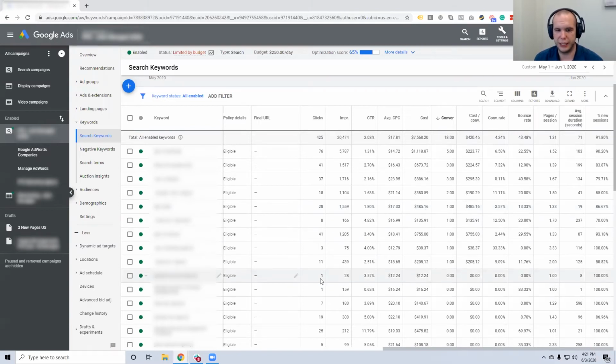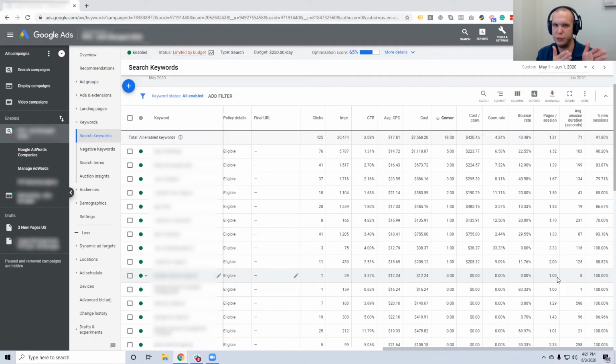A couple things you want to think about though is make sure that you have enough data. We have one click on this one here, and we don't have any conversions. We have 1 page per session and an 8-second session duration. Well, that's just one data point. That's not enough to say, oh, this is terrible. You want to get at least 20, 30, 40 clicks before you start to make those types of decisions of, is this going to be good or is this going to be bad?